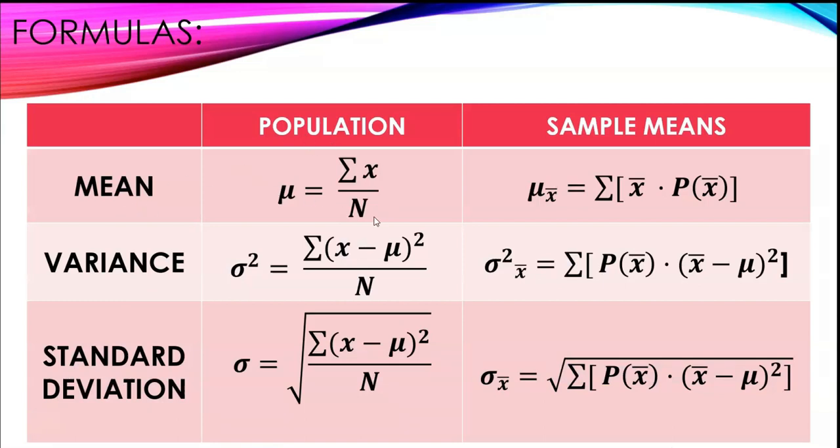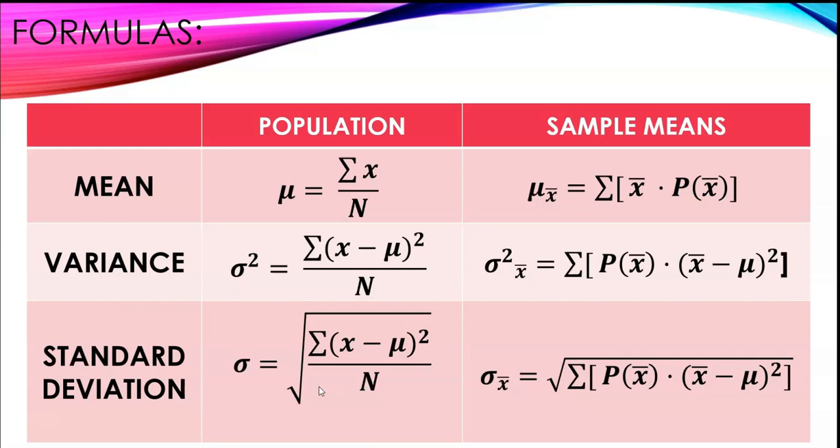For the population mean, the formula is the mean is equal to the sum of x all over n. Now for the sample means, the formula in finding the mean is the mean of the sample means is equal to the sum of the sample means times the probability of the sample means. For the population variance, the formula is variance is equal to the sum of x minus mean squared over n. And for the sample means variance, the formula is equal to the sum of the probability of the sample means times sample mean minus computed mean squared.